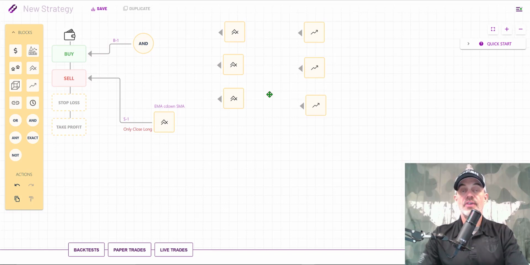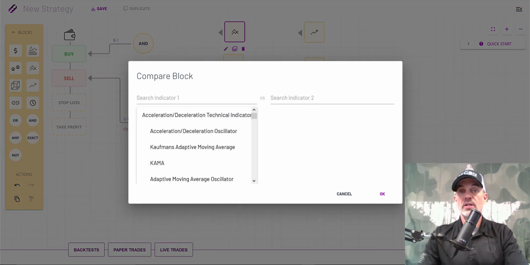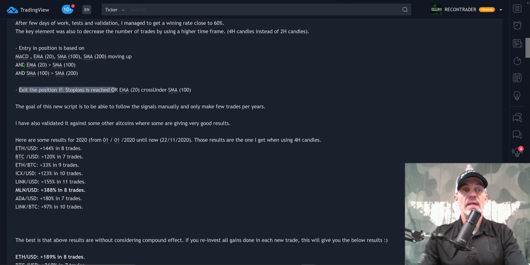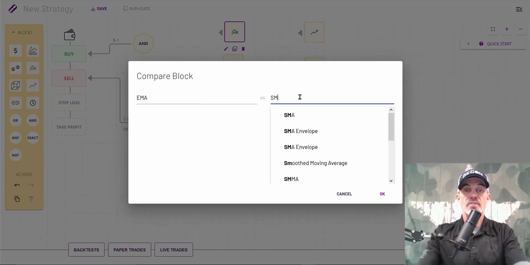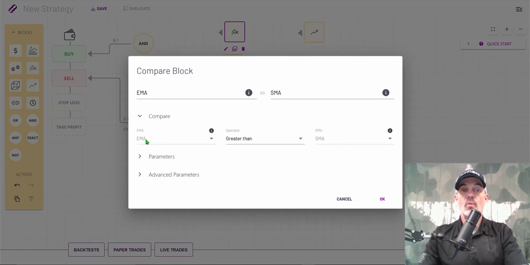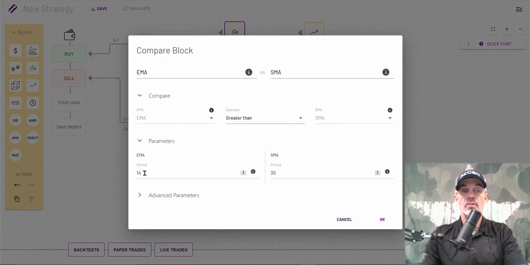Now we have our sell side configured and ready to go. So let's get to these 6 action blocks. The first action block we're going to set up will be a compare block, and in this case we are going to compare according to the strategy. We want the EMA 20 greater than the SMA 100. So again, we go EMA, SMA, and you can see now we have EMA greater than SMA, and then the parameters are going to be the 20 and 100. And we click OK.